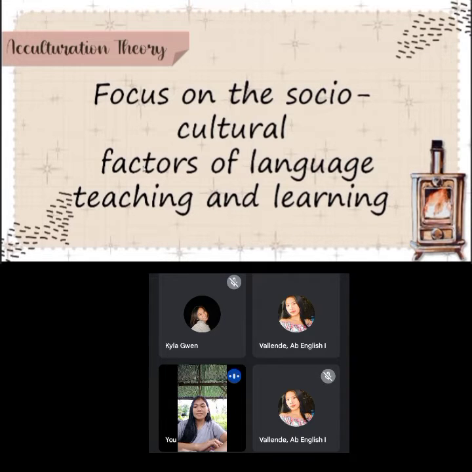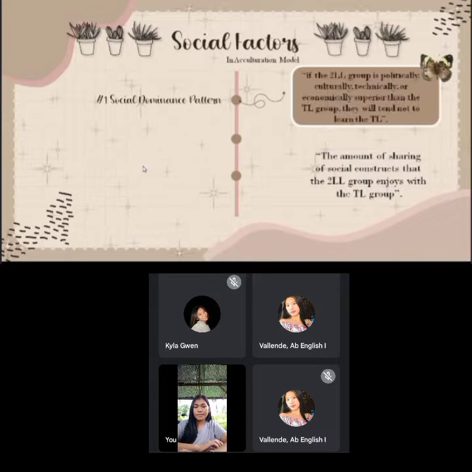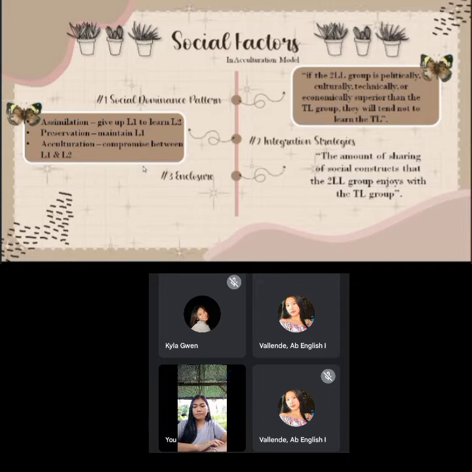The first social factor affecting second language acquisition is the social dominance pattern. The social dominance pattern tells us that if the second language learner group is politically, culturally, technically, or economically superior to the target language group, they will tend not to learn the target language. I think this is also in connection with the politics of second language teaching. For example, if Americans try to learn Filipino, they will have hesitancy in learning Filipino because, of course, Americans think they are politically and culturally more superior than us.